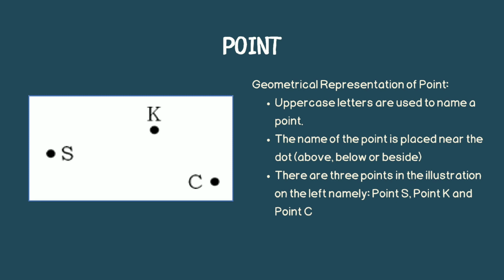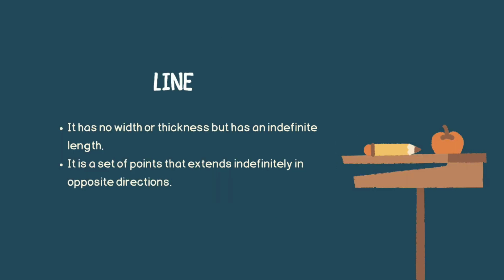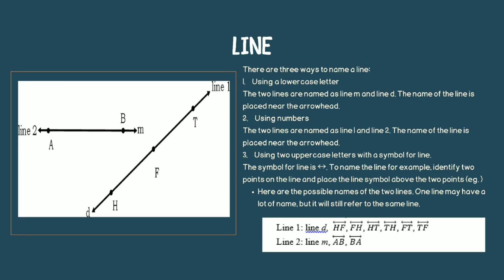Another undefined term is line. Line has no width or thickness but has an indefinite length. It is a set of points that extends indefinitely in opposite directions. There are 3 ways to name a line. First is using a lowercase letter. Based on the illustration, the 2 lines are named as line M and line D. The name of the line is placed near the arrowhead.